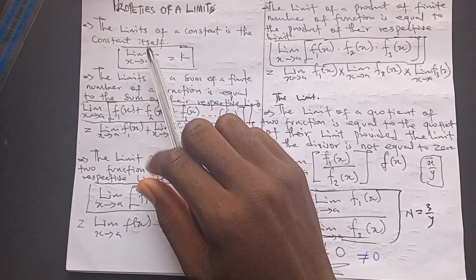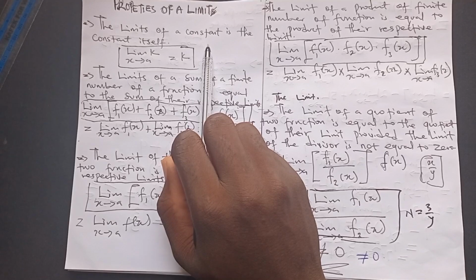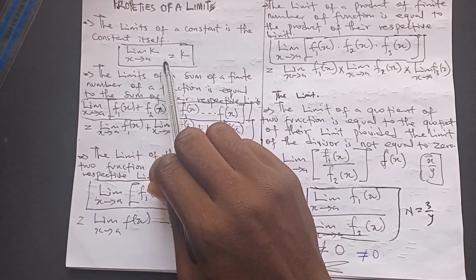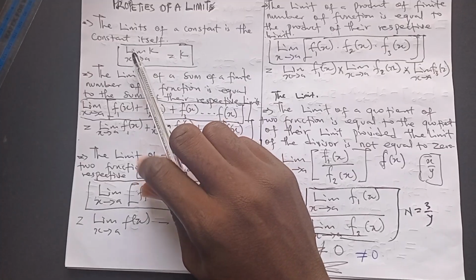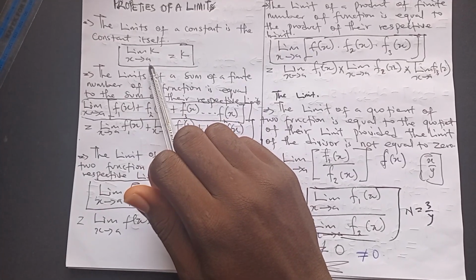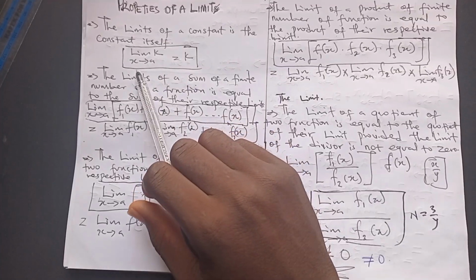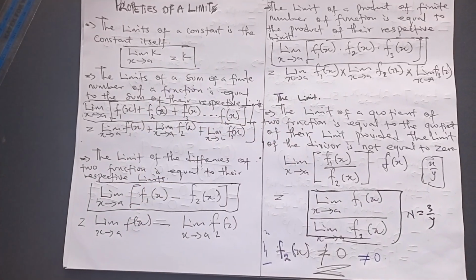The first property says that the limit of a constant is the constant itself. For example, you have the limit of k when x tends to a is equal to k. So the limit of a constant is the constant itself.